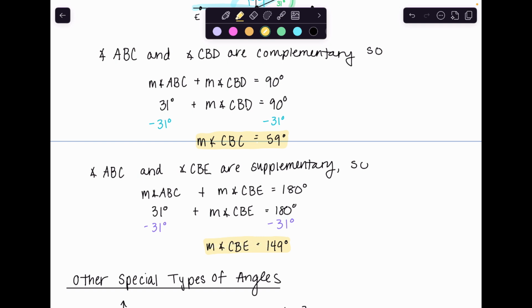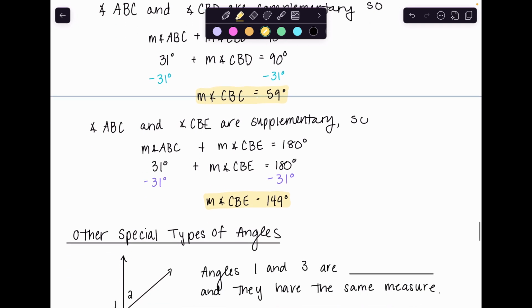So the very last thing that we're going to do is talk about other special types of angles. And this is where it kind of refreshes a little bit on your high school geometry. We're going to be talking about vertical angles. We're going to be talking about if you have parallel lines cut by a third one, what kind of angles that creates, and all the different terminology for that. And then we'll do another example.